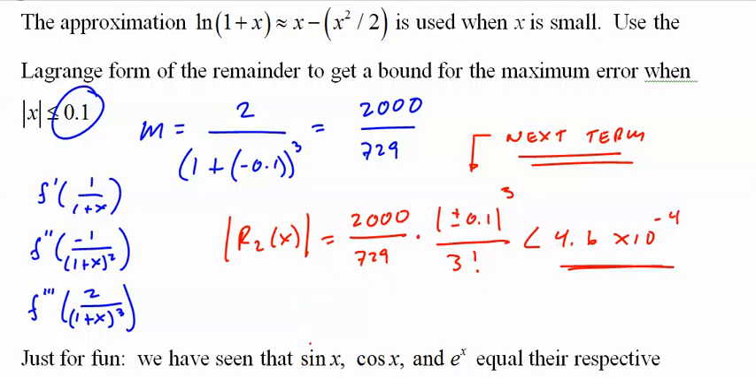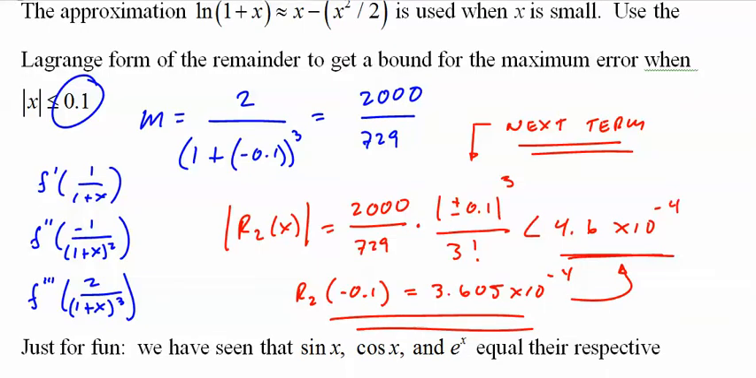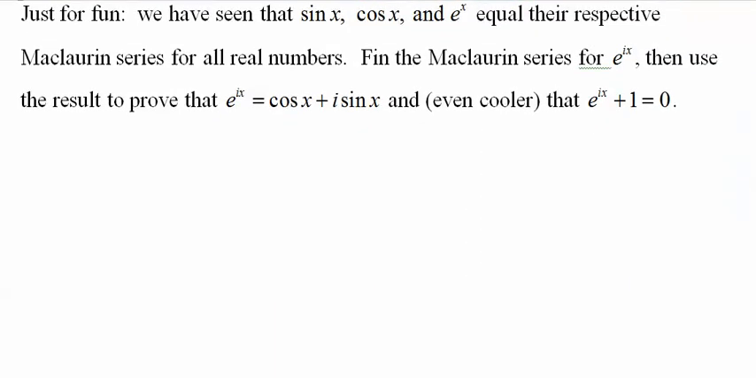Goodness gracious. Yeah, I have to double check my math here, but I will do that later. R of 2 of negative 0.1 equals 3.605, negative, but we're going with an absolute value of 3.605 times 10 to the negative fourth, which is the actual error, which is less than the bounded error. So that's a bit of what's going on. Don't get hung up on this. Play with it. It'll be fun. Now we get to have a little bit of fun. Not much, just a little bit.